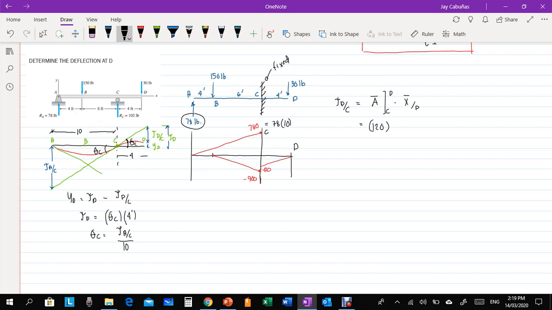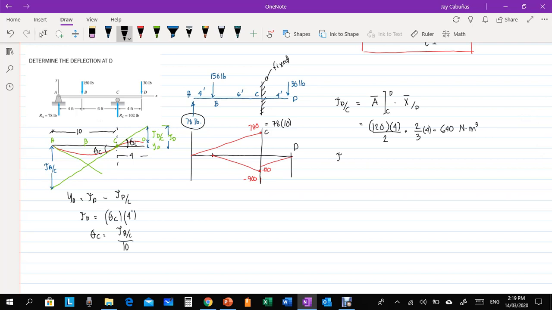We just use the absolute value. 120 times what? 4 over 2 times the centroid from D. That is equal to 2/3 of 4. And that is equal to 640 Newton cubic meter. Okay? We have TDC.